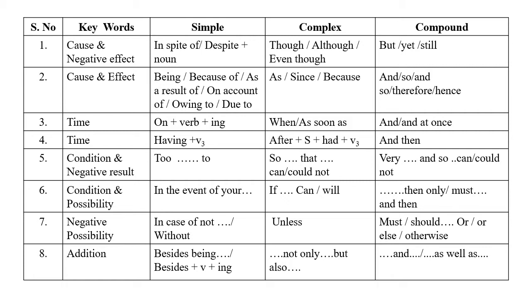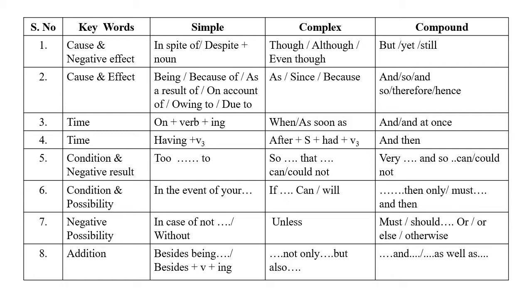Then type 2, cause and effect. Being, because of, as a result of, on account of, owing to, due to in simple sentences. As, since, because in complex. And, so, and so, therefore, hence in compound. These are all keywords to identify the second type of sentence.